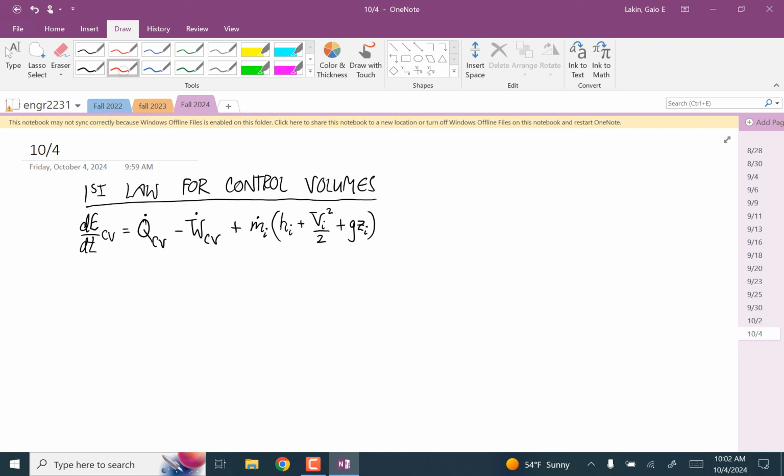As you can imagine, the kinetic energy term and or the potential energy term will go away a lot of times. And then we have minus all the stuff at the exit. So m dot exit times the quantity h exit plus V exit squared over 2 plus g z_e. So that's the full form before any cancellations.